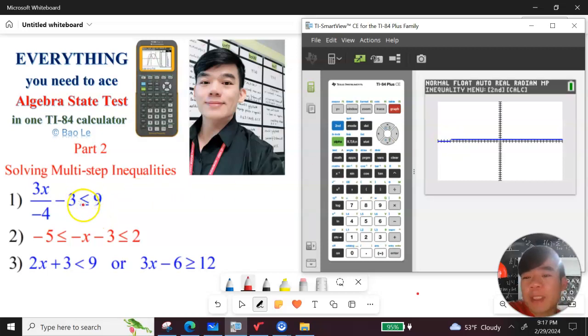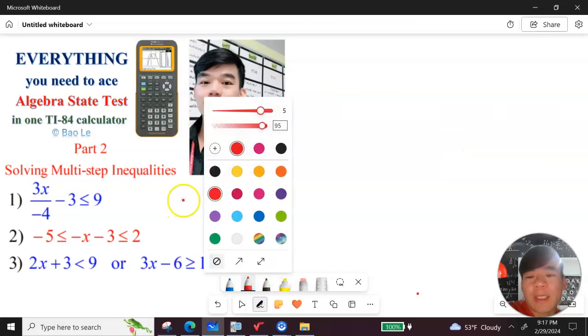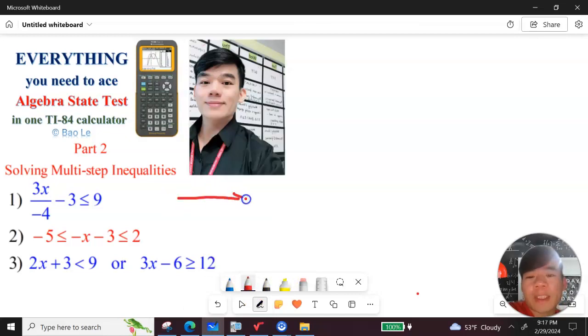Now because you have the less than or equal to right here, it's -16 all the way to the right. So I need to write the solution right here. The solution should be like this: s greater than or equal to -16. This is my solution. Because this is from -16 all the way to the right, s is always greater than or equal to -16.